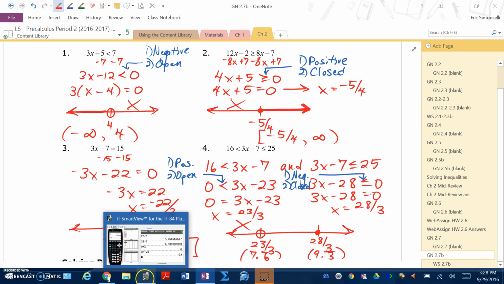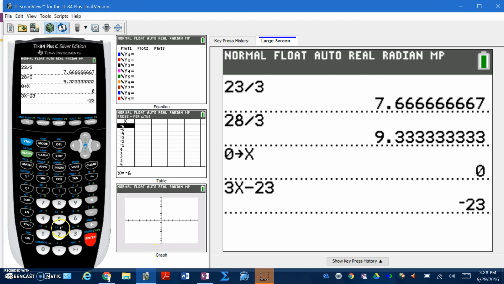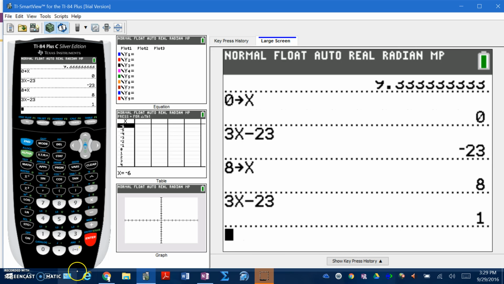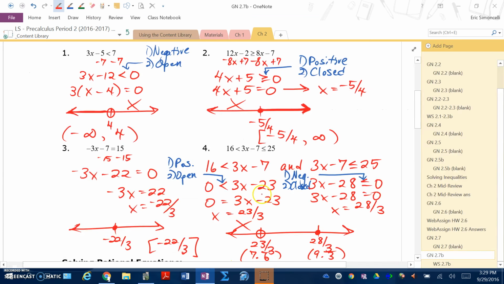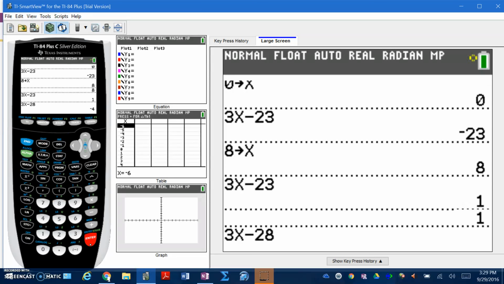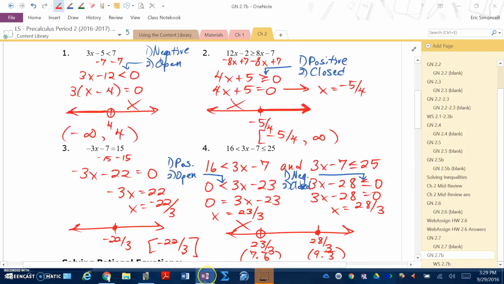Actually, 8 would be pretty smart in between the two. Now, it should be predictable that 8 will work, but let's test that. 8 stores x, and then I'll just hit second enter, and I will not only test it with 3x minus 23, but I'll test it with 3x minus 28. We do that, and we hope for the result being, on that one, negative. Okay, so this one was positive, this one was negative. So this is going to be graphed in between.